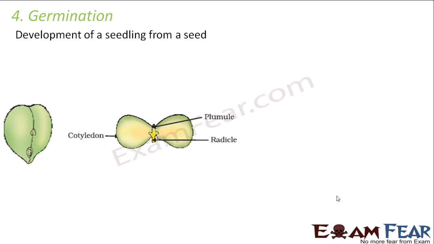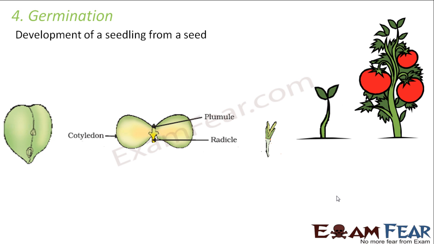And the last step is germination. What happens in germination is the development of a seedling from a seed. So from the seed, if you give it proper water and everything, it will gradually grow into a new plant. So this seed will gradually grow to a new plant. This process is known as germination.